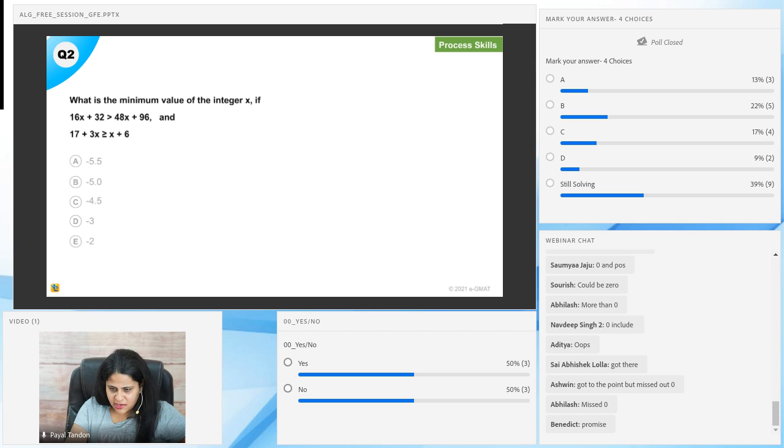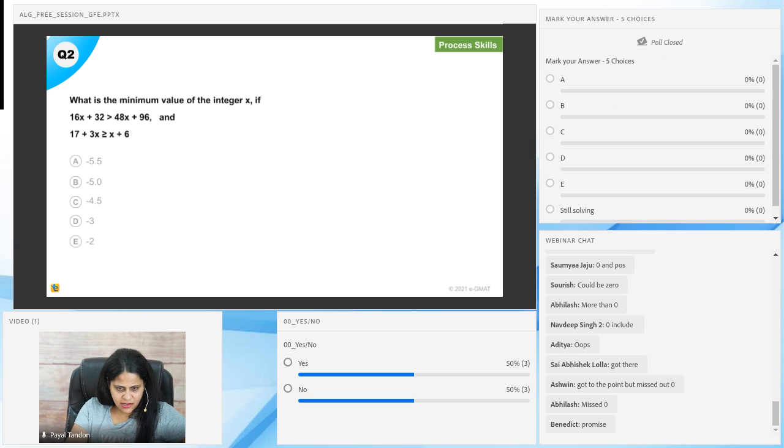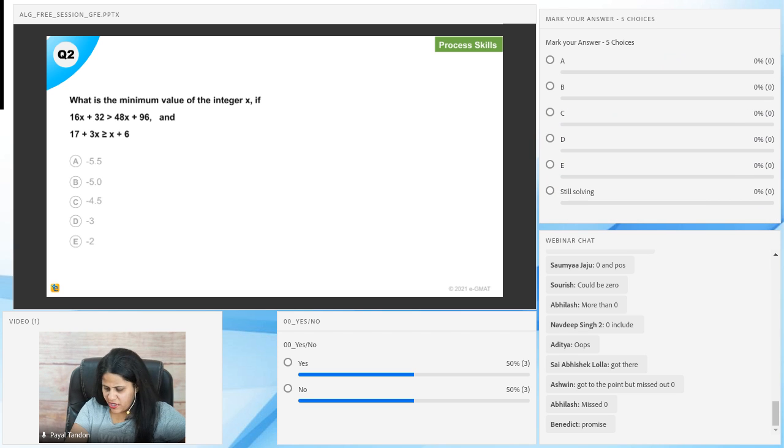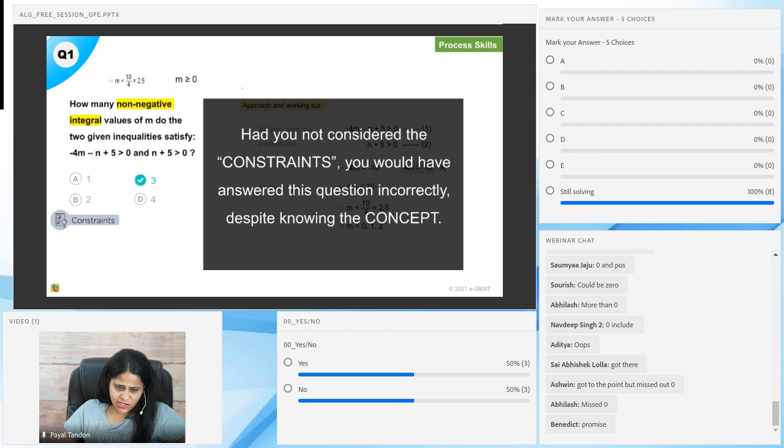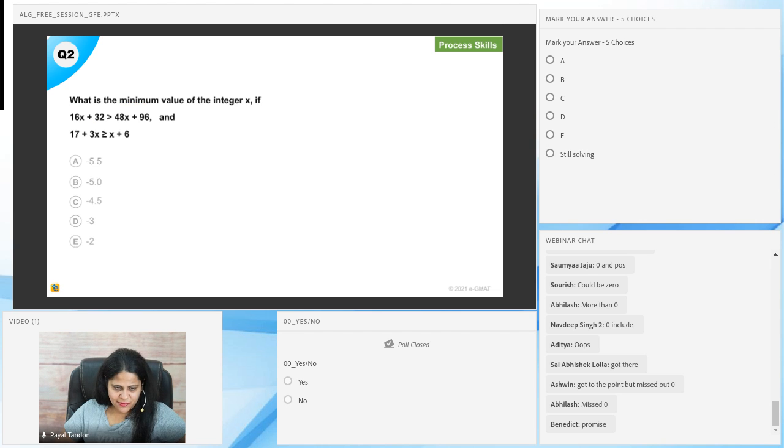Okay, now let's move on to our next question here. And this is five choices. Let's go here and click on still solving, please. See, first you guys have to click on still solving because as soon as I show you the question, you start solving the question. Good. All right, thank you. Here is the question.